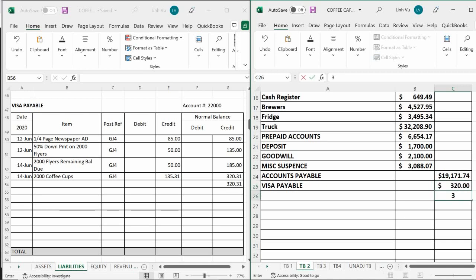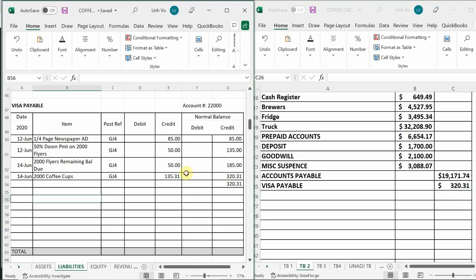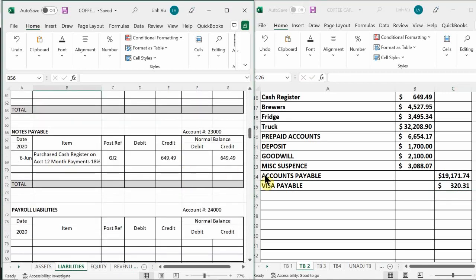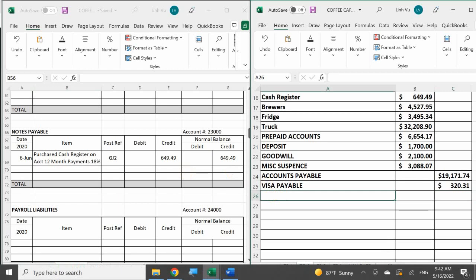$320.31. Okay. I have a notes payable, right? Because I financed my register for $649.49.